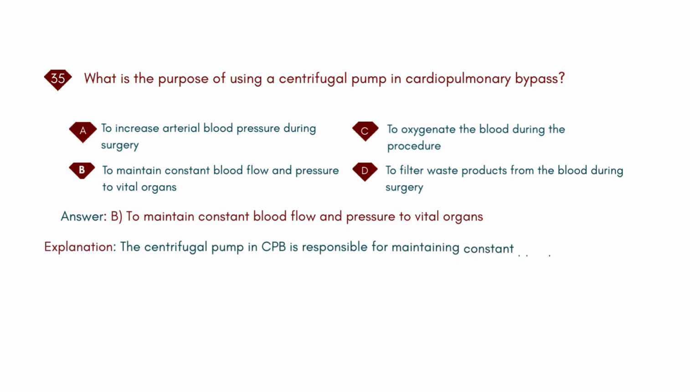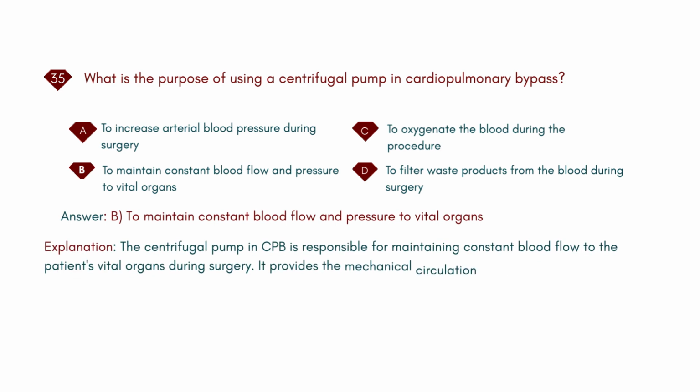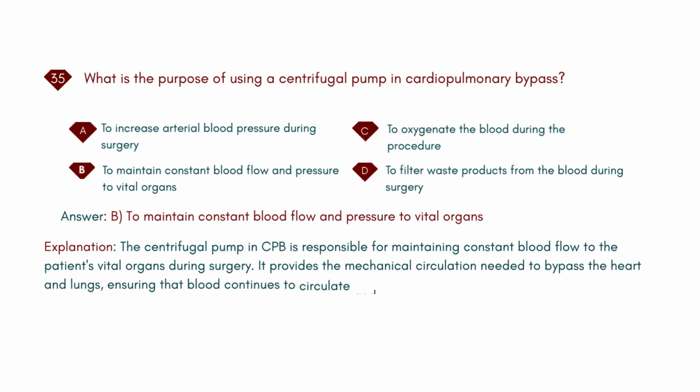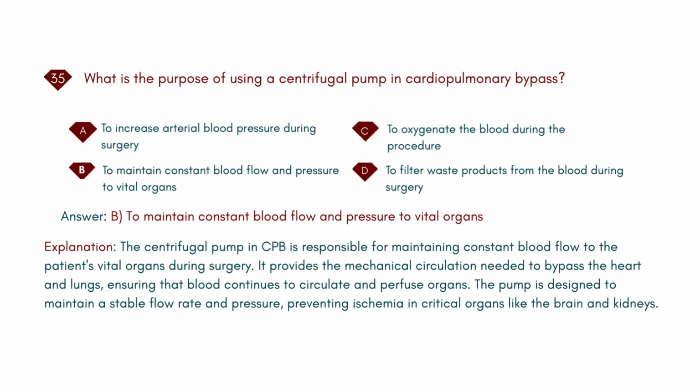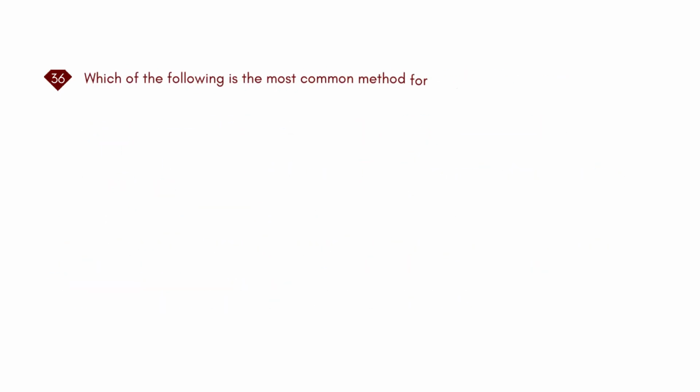Explanation: the centrifugal pump in CPB is responsible for maintaining constant blood flow to the patient's vital organs during surgery. It provides the mechanical circulation needed to bypass the heart and lungs, ensuring that blood continues to circulate and perfuse organs. The pump is designed to maintain a stable flow rate and pressure, preventing ischemia in critical organs like the brain and kidneys. Which of the following is the most common method for cooling the patient during cardiopulmonary bypass?